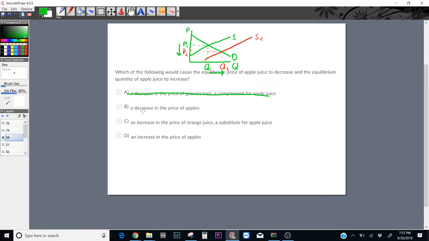A decrease in the price of apples, alright, so that's an input. Whenever the price of an input goes down, that will lead to an increase in supply. Now we can eliminate C, once again a substitute, that's going to be a demand side effect, and an increase in the price of apples would decrease supply. Alright, so the answer is B.